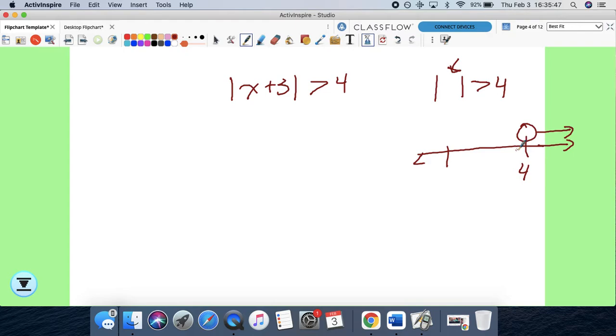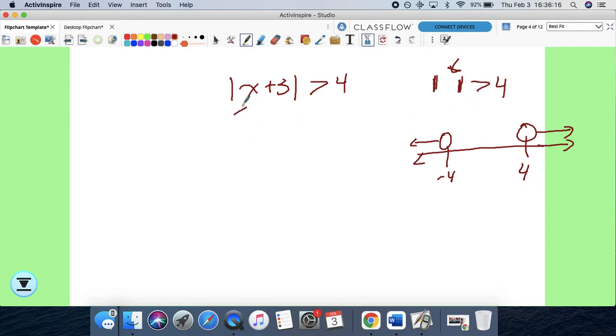3, 2, 1, any number between 4 and -4 will not work, right? But when we get to -4, a number less than -4, like -4.1, that would work, right? Because if you take the absolute value, that's 4.1. 4.1 is definitely greater than 4, so we go that way. So if you understand that, now you can come back here and we know what our values have to be, right? So numbers greater than 4 or less than -4 make this inequality true.